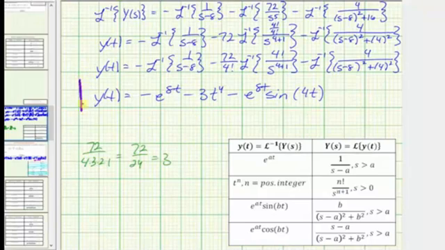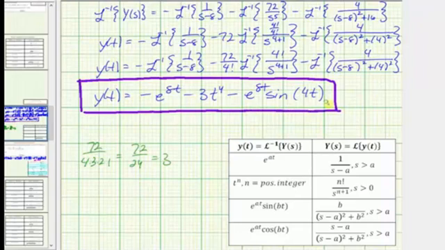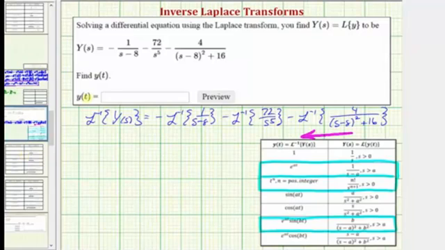So this is our function y of t, which is the inverse Laplace transform of big Y of s. Going back to our first slide, this is what they're asking for here. We have the opposite of e raised to the power of 8t, minus 3t to the fourth, minus e to the 8t times sine 4t. I hope you found this helpful.